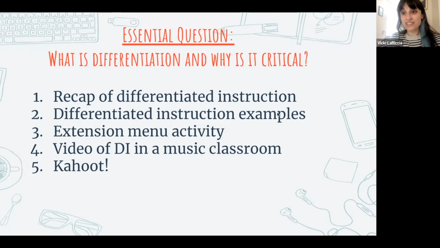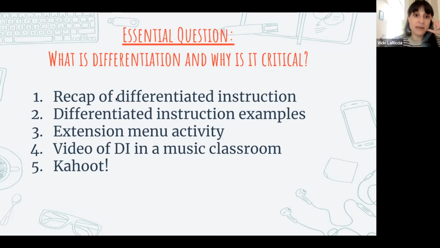What is differentiation and why is it critical? These are the same essential questions that we had in 101, but we're just going to dive a little deeper and look at some examples. I anticipate that this session will be a little bit shorter. And if you're staying for behavior management 102, that might take a little bit longer. So we'll compensate that way.